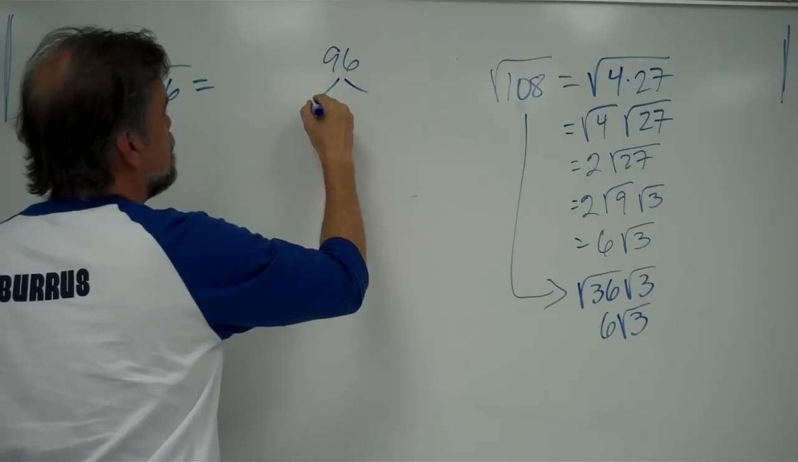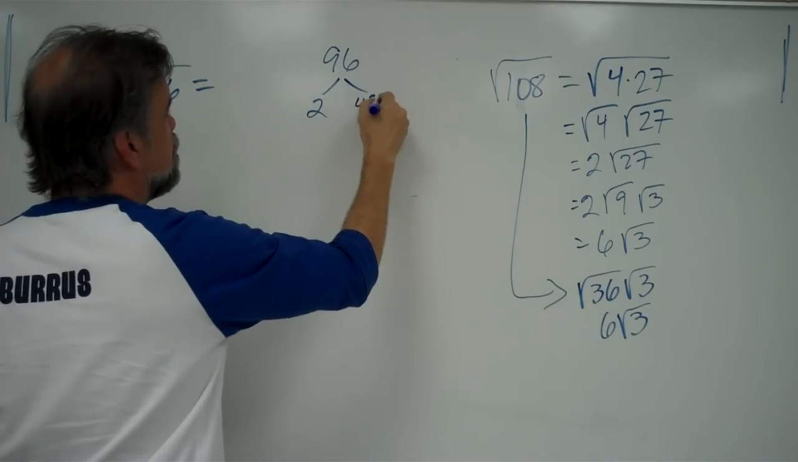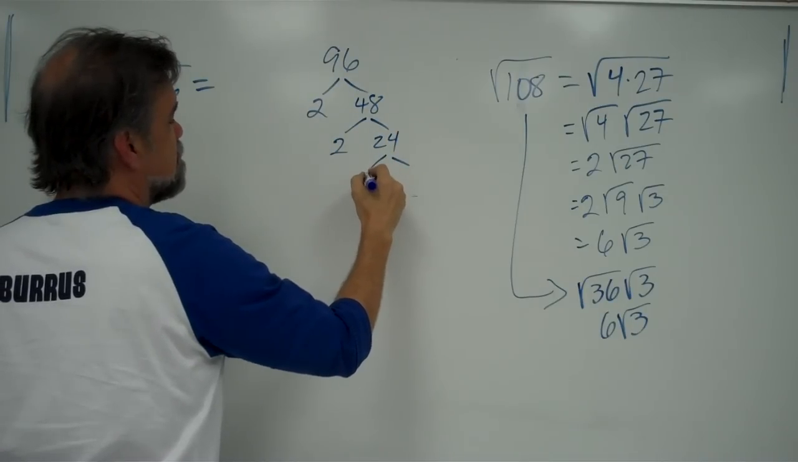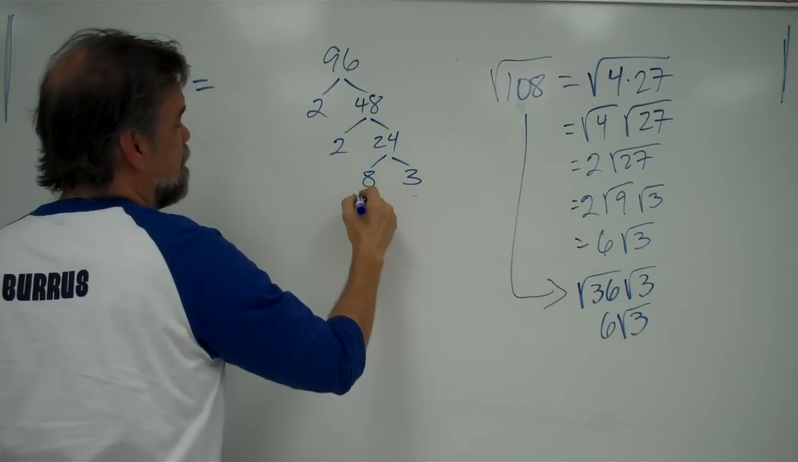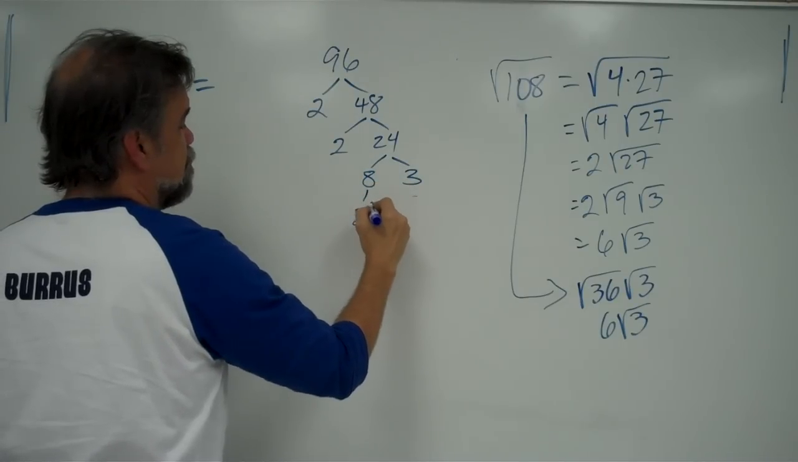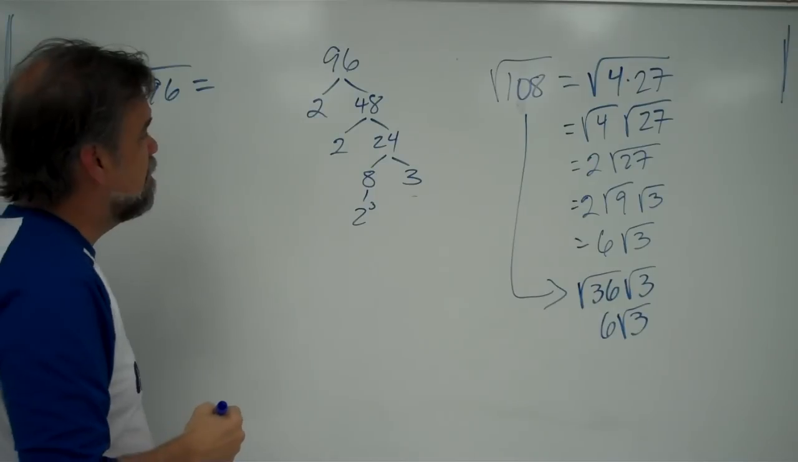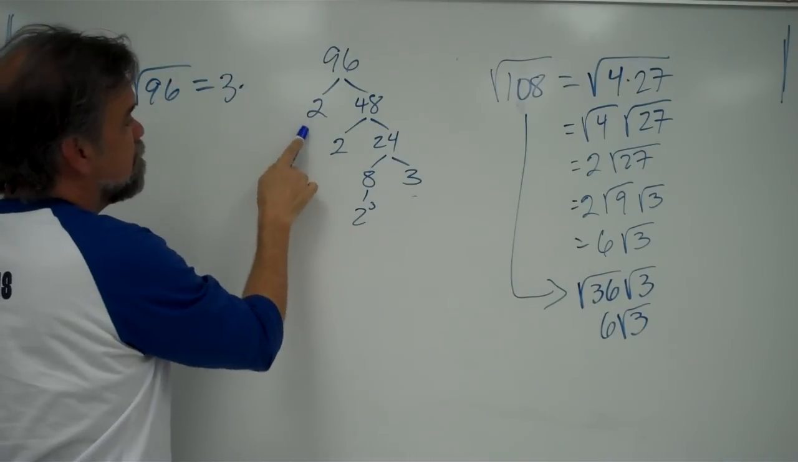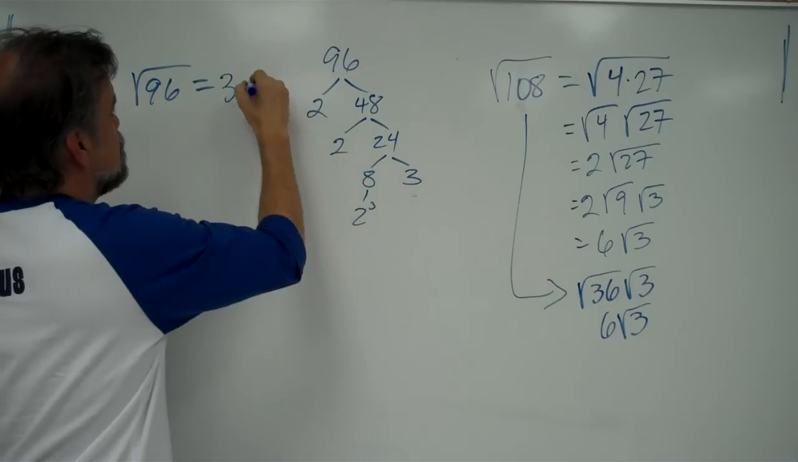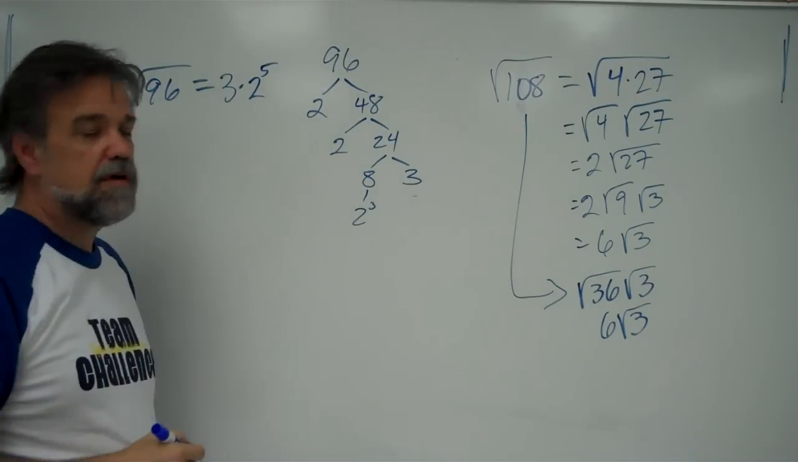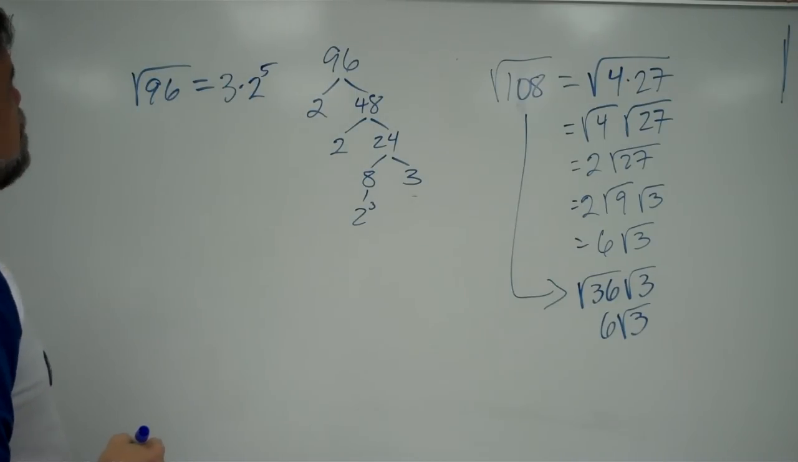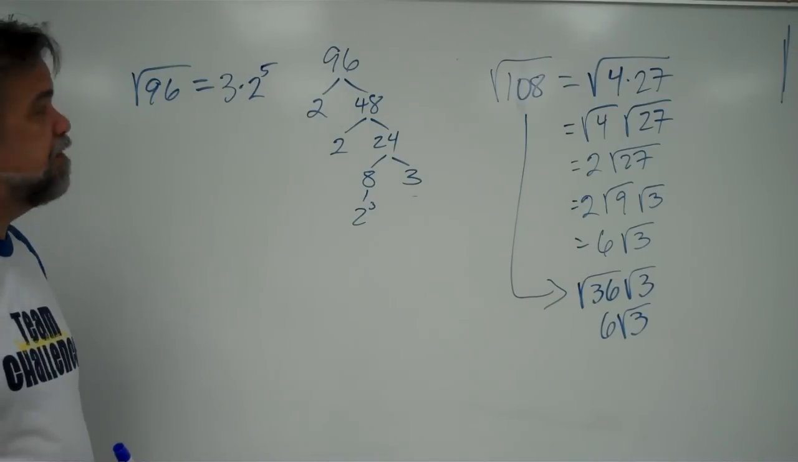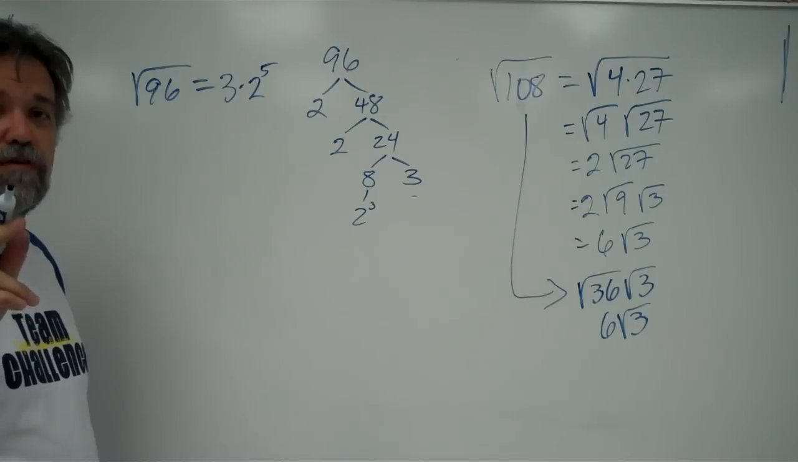I know it's even, so I'm going to say it's 2 times 48, and 48 is 2 times 24, and 24 is 8 times 3, and 8 is 2 cubed, 2 times 2 times 2. Okay? So what is this? This is 3 times 2 times 2 times 2 times 2 times 2. That's 2 to the 5th power. All right. Well, can I find a perfect square in 3 times 2 to the 5th? Yes, I can. The perfect square is 2 to the 4th.